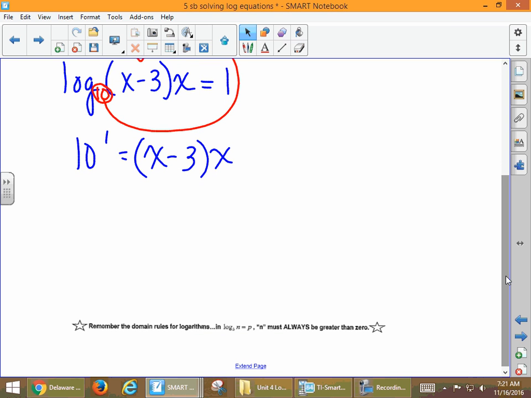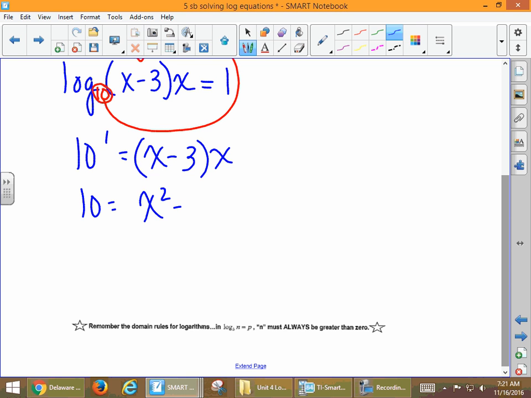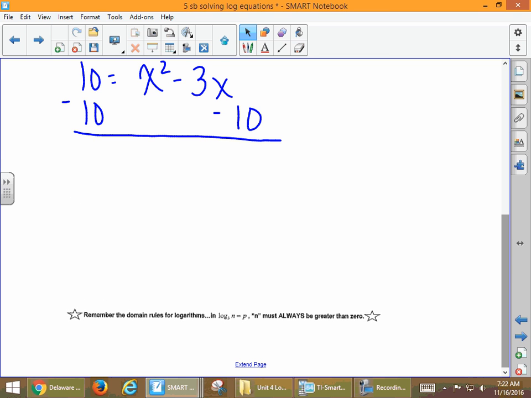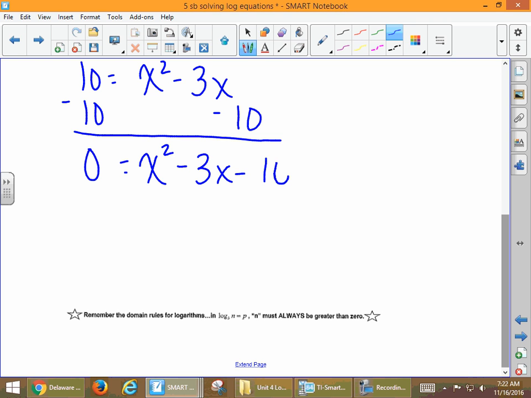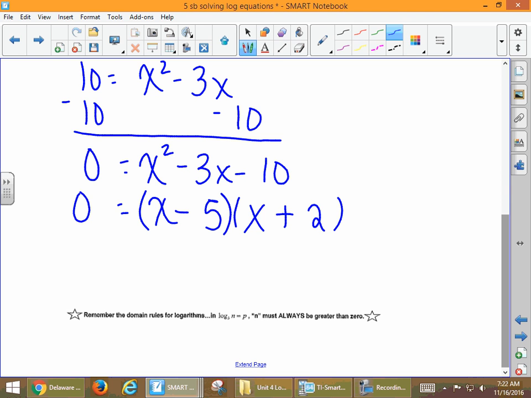Well, we can use the distributive property over here on the right side of the equation. 10 to the first is simply 10, and we have x squared minus 3x. So it puts us here into a quadratic form, and oftentimes when we have a quadratic, we use factoring to solve. So we'll subtract 10 from both sides. And when we subtract 10 from both sides, we get 0 equals x squared minus 3x minus 10. And we'll factor. x and x, factors of 10 that combine to be 3 are 5 and 2, minus and plus.